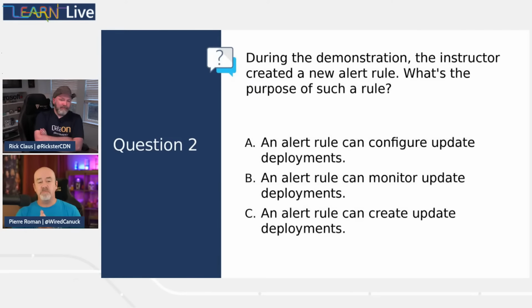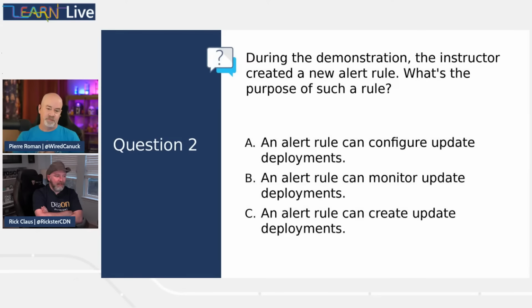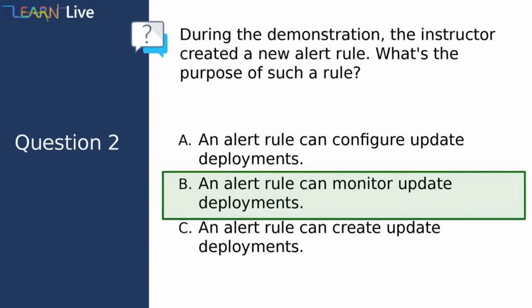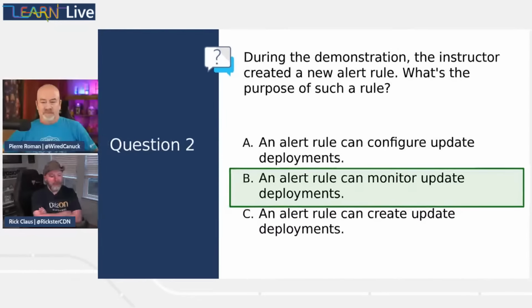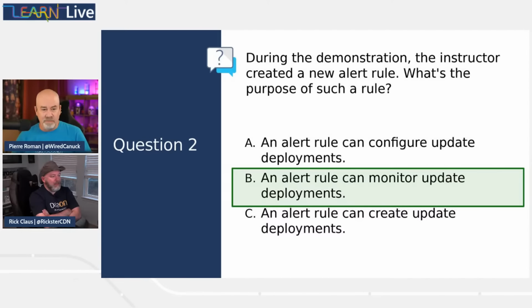It would have to be B because it reports on whether or not an event has happened. Right. Take a look at it. The answer to this one here is B. Alert rule monitors update deployments. Good job. All right. So these are quick little, I think, quick quizzes, they called them in the actual units inside of the learning module. What else have we got next?